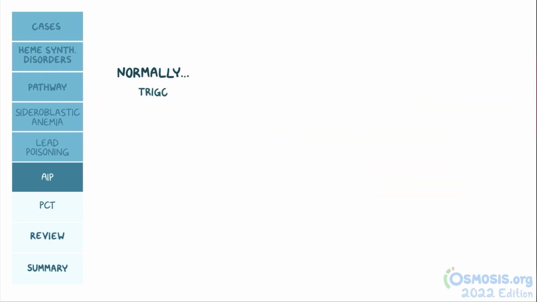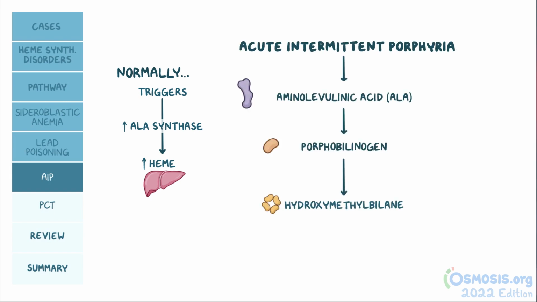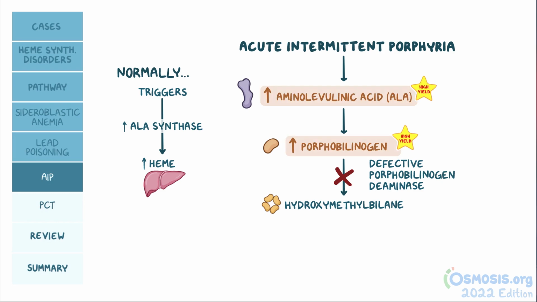Normally, these triggers would promote the synthesis of heme in the liver by stimulating ALA synthase. However, with acute intermittent porphyria, the heme synthesis pathway stops at the defective porphobilinogen deaminase, which can't convert porphobilinogen to hydroxymethylbilane. As a result, both porphobilinogen and its precursor, aminolevulinic acid, build up in the blood.